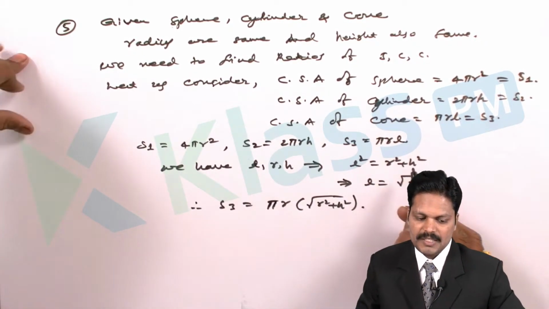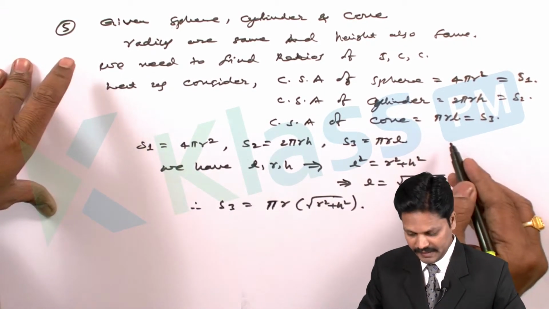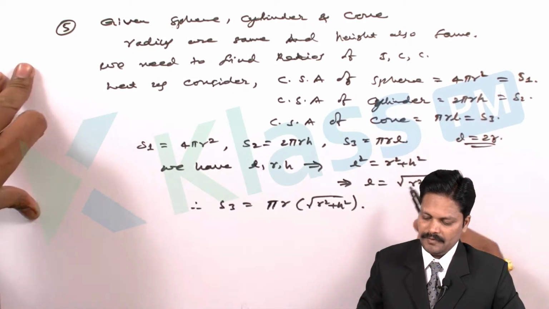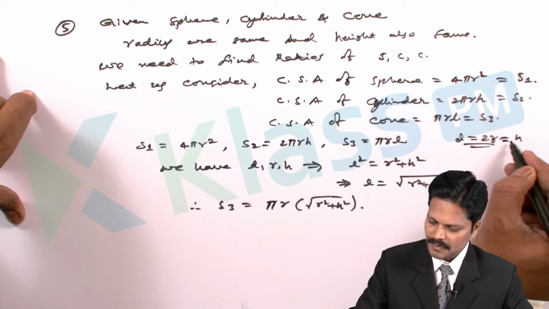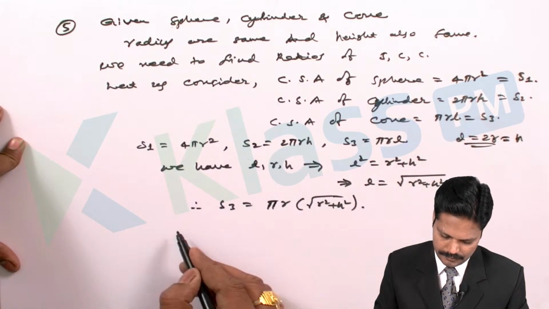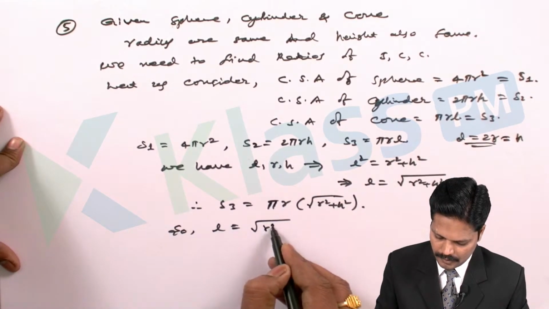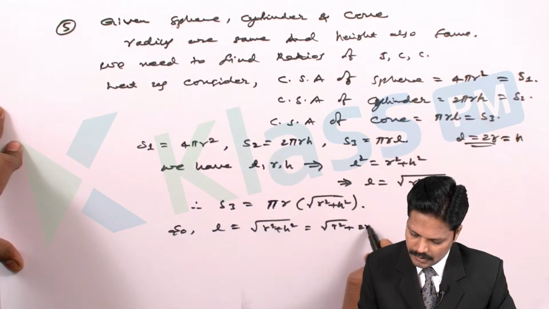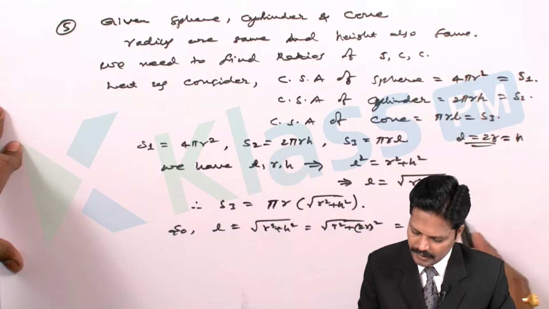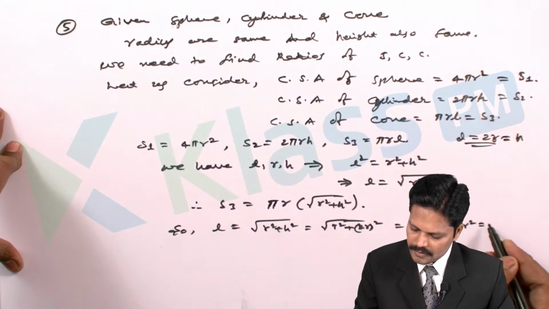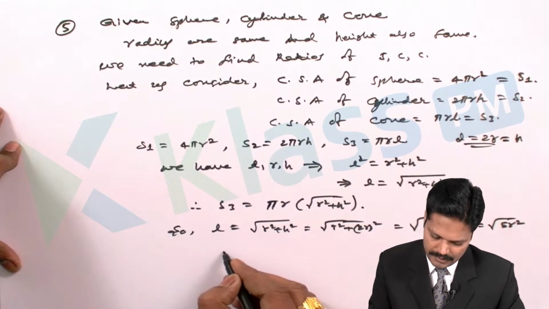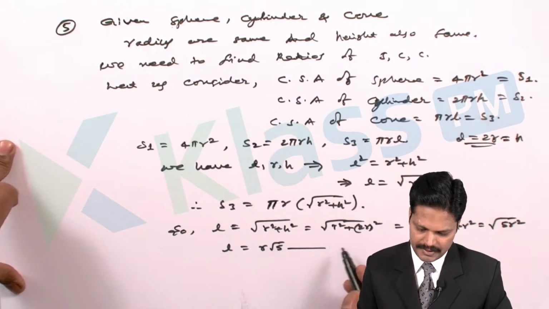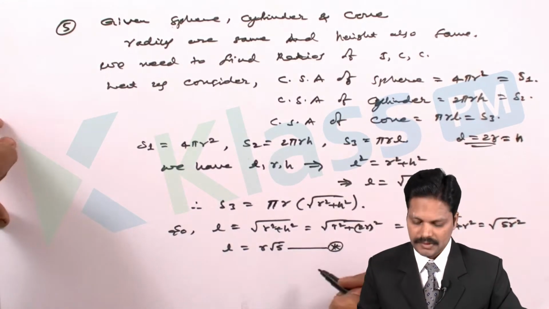And here we have a hemisphere, which means the height is 2 times the radius. So D is equal to 2R, and we can take this as the height. So L is equal to root of R square plus H square, which is under root of R square plus 2R whole square. Then we have under root of R square plus 4R square, that is root of 5R square. Then we can take the L value as R into root 5. We keep this as a standard equation, which we will use in the next step.